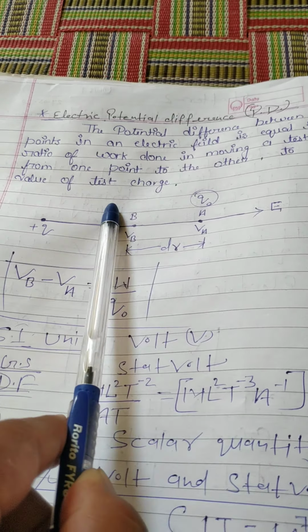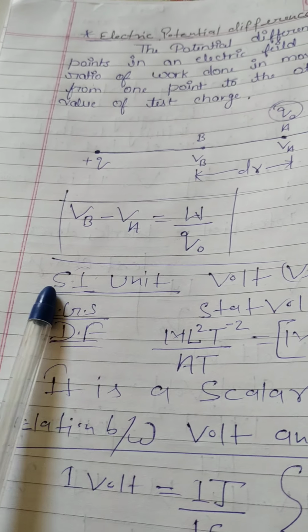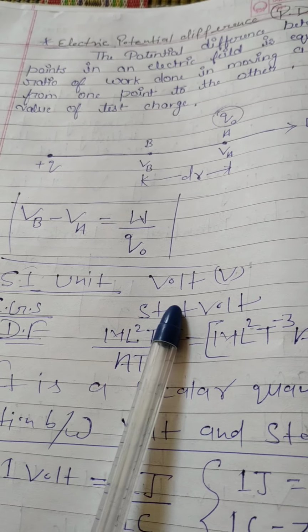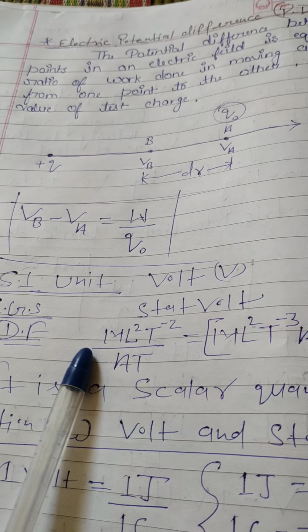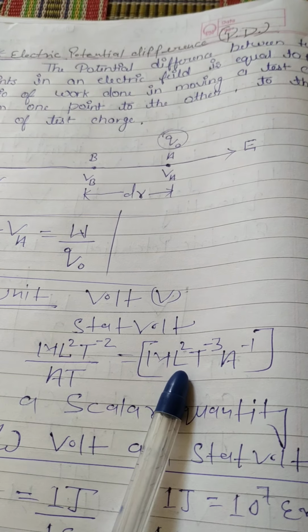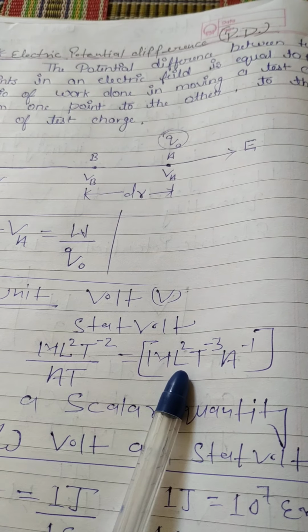V_B minus V_A equals W upon Q naught. The SI unit is volt. The CGS unit is statvolt. The dimensional formula is ML^2T^-2 upon AT, which simplifies to ML^2T^-3A^-1. It is a scalar quantity.